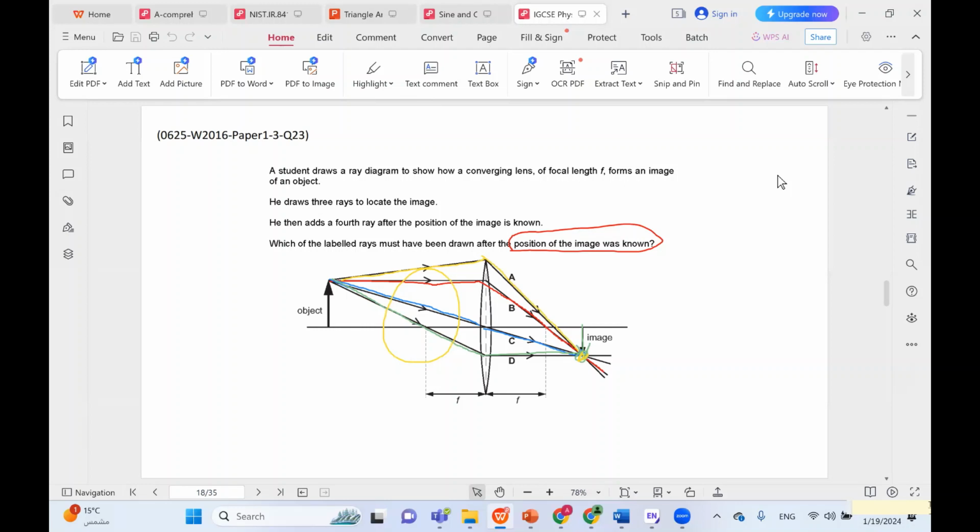However, if we already know where the image is, we can easily just draw a line from the object to anywhere on the lens. So I'm just going to draw a fifth ray to explain that. I could have, for example, drawn this ray here, and then it hits the lens at this point, and then I know that it's going to diverge in a certain way so as to reach the image. But had I not known where the image was in advance, I could not have drawn this part. So for the yellow ray and the black ray, these would not have been drawn unless the image was known in advance. So the correct choice here would be choice A.